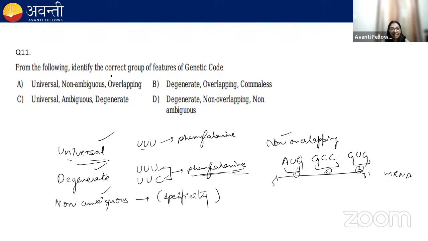From the following, identify the correct group. A is universal, non-ambiguous, overlapping, so this is incorrect. B is degenerate, overlapping, commaless. C is universal, ambiguous, degenerate. D is degenerate, non-overlapping, non-ambiguous. D is the correct option.